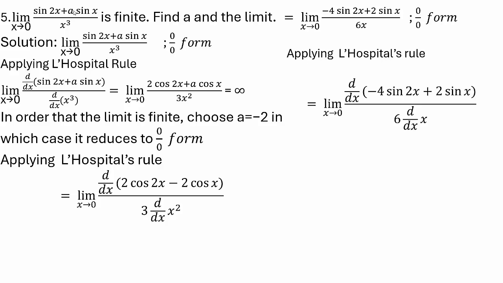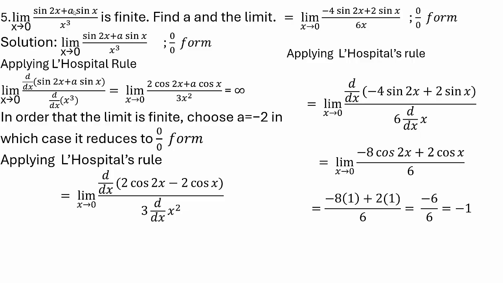Applying L'Hospital rule, limit x tends to 0 of derivative of (−4 sin 2x + 2 sin x) divided by 6 into derivative of x, that becomes limit x tends to 0 of (−8 cos 2x + 2 cos x) divided by 6. And if we substitute x equal to 0, we will get (−8 into 1 + 2 into 1) divided by 6, that is −6 by 6, which is −1. Therefore, limit x tends to 0 of (sin 2x + a sin x) divided by x³ is −1 when a is chosen as −2.